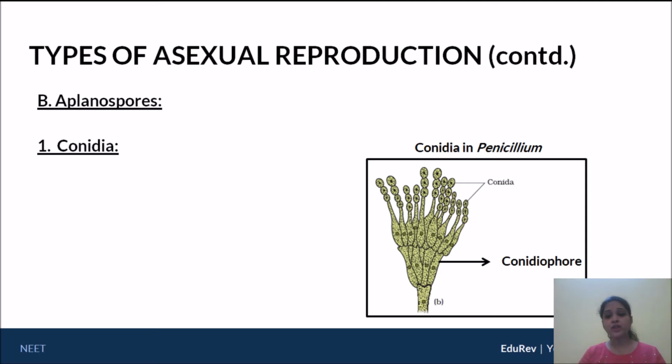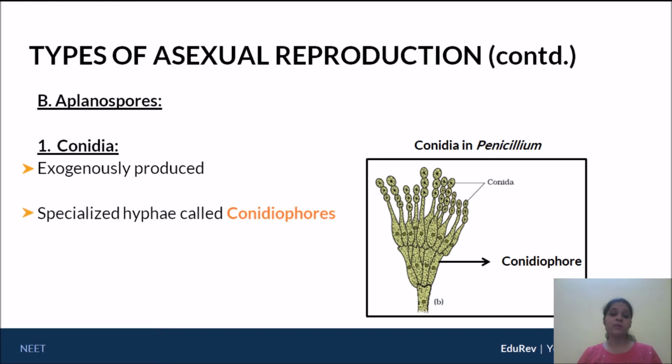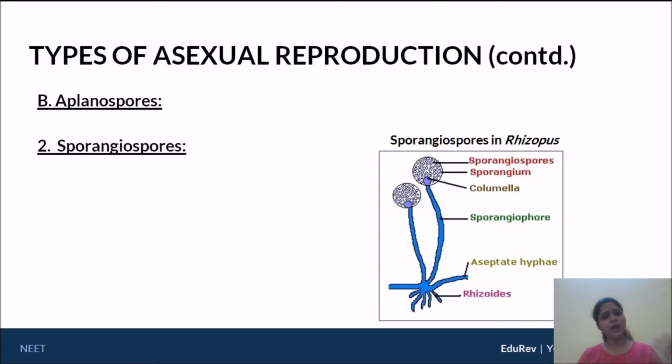On this particular conidiophore, you can see a couple of spores being formed on the external surface. So they are pulled out externally. So can we say that conidia, which are these particular spores, are exogenously produced? So if you look at conidia, first of all, they are exogenously produced, and they're produced on specialized hyphae called conidiophores. Now, coming to the second type of aplanospore.